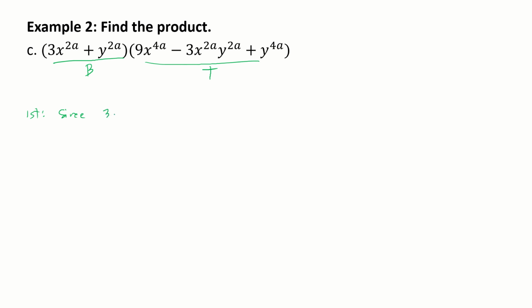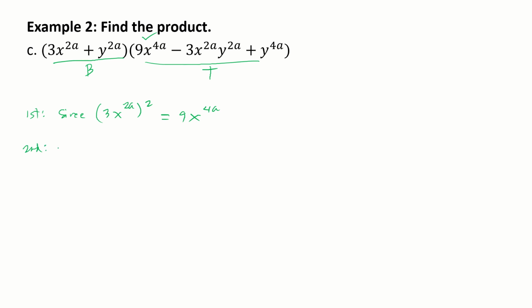Since we have 3x to the power of 2a as our first term, we get its square. The square of 3 is 9 because it's 3 times 3. Then don't forget the exponent of x is 2a, and we just have to multiply the 2a and the 2. So that will become 4a. And that's the first term. So that's okay.